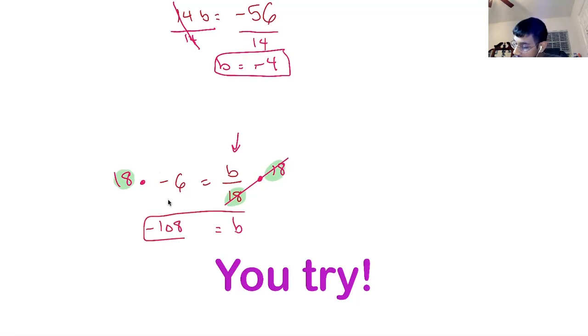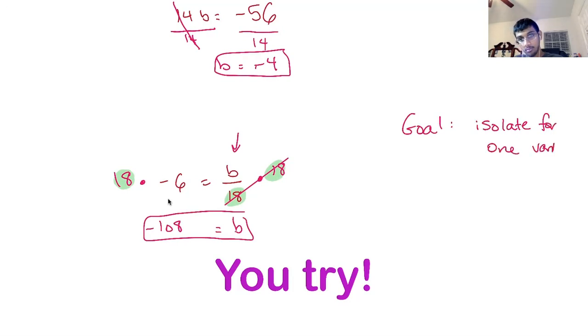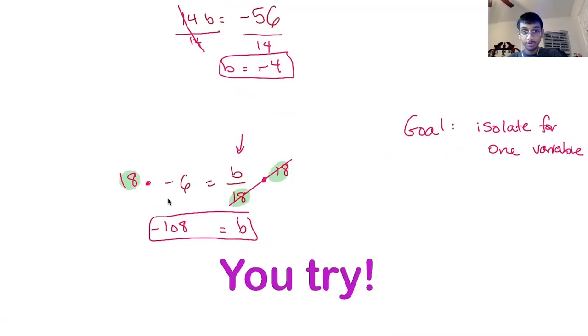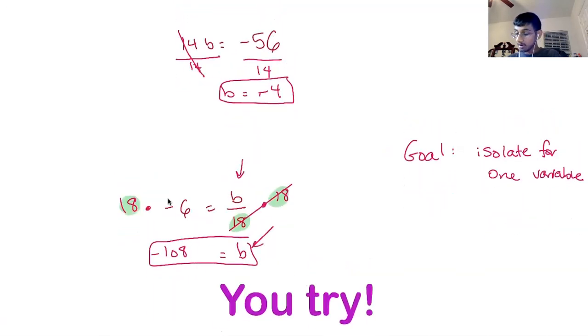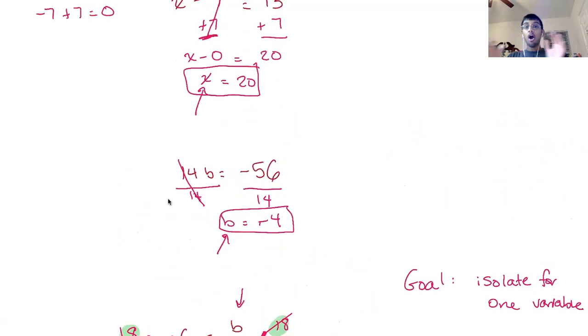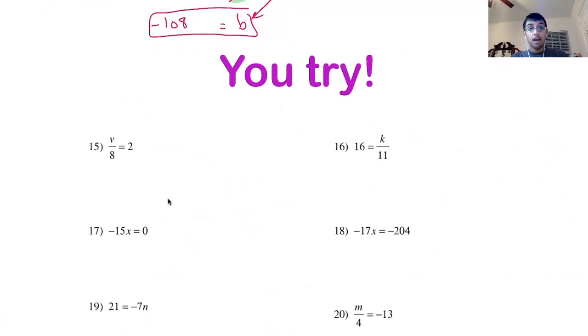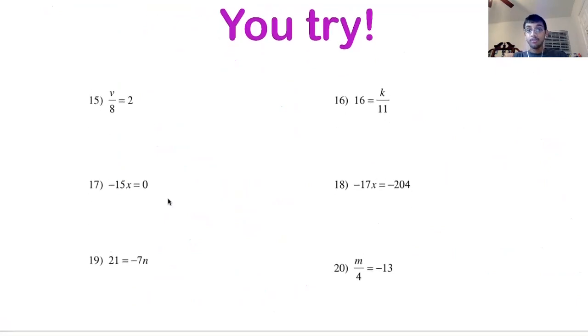So the point I want you guys to take away is that your goal is to isolate for one variable. That is all you're trying to do. And once you do that, you are done. So once you've gotten to one variable, as we will see in all of these examples, we have b over here, x over here. Once the variable is isolated, you're done. And that's all you need to do. Now I'm going to give you guys a few examples. Pause the video, and when you come back, you can watch how I'm doing each of these.